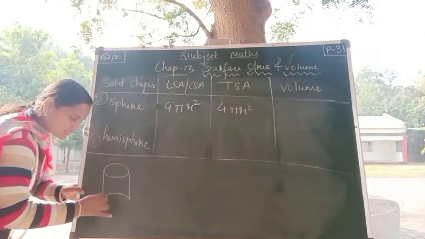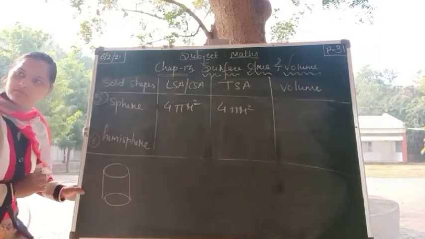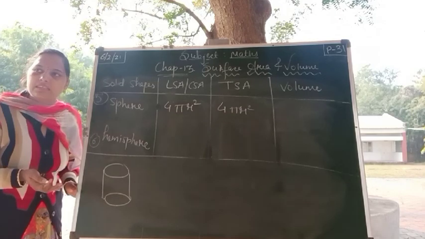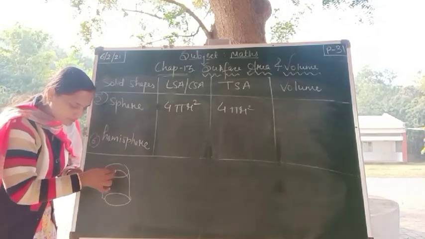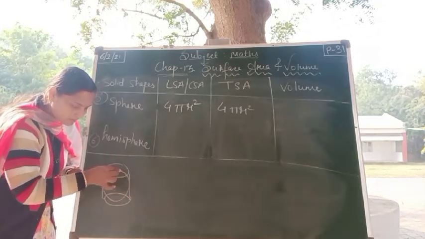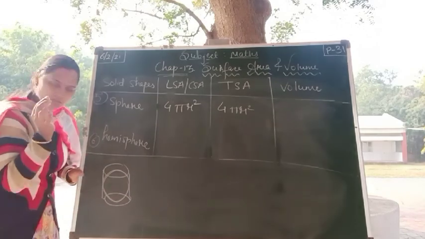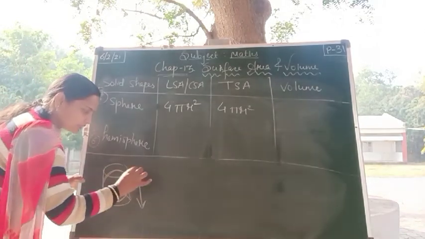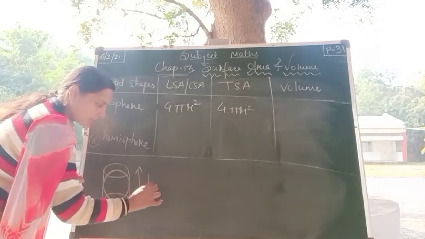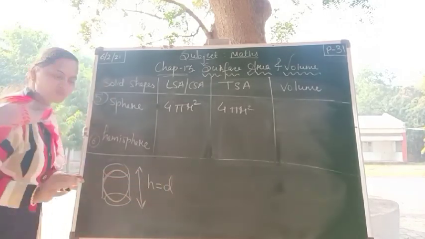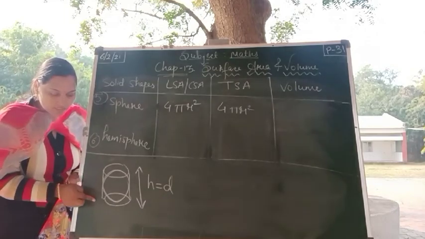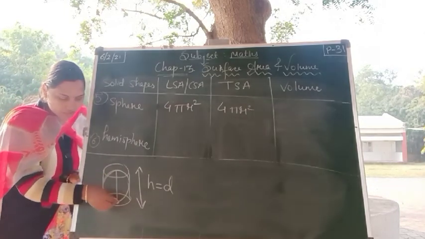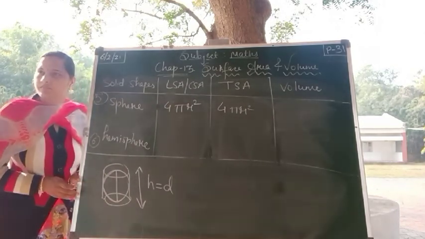If I am taking one cylinder, okay, now in this cylinder I am putting one sphere with the same height. Sphere is inside the cylinder which is having same height. I can say height is equal to diameter of sphere. Height of the cylinder is equal to the diameter of the sphere. Can I say like this?